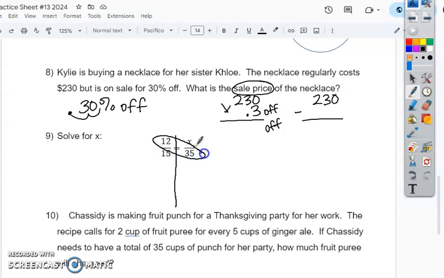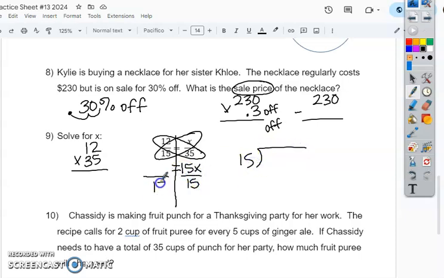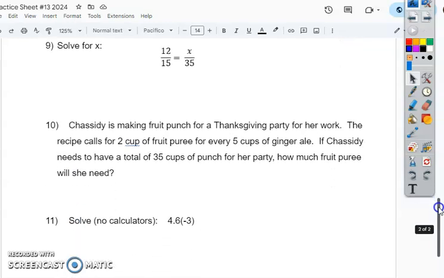Otherwise, you're going to multiply 12 times 35. Then I have 15x. Your last step would be to divide by 15. Okay. Hopefully, we are learning how to cross multiply. Hopefully, you can do this. I think I missed the letter down here on number 10.